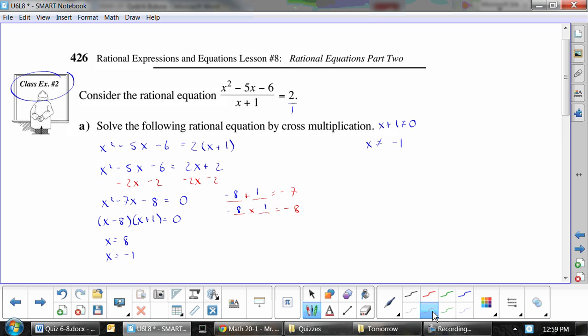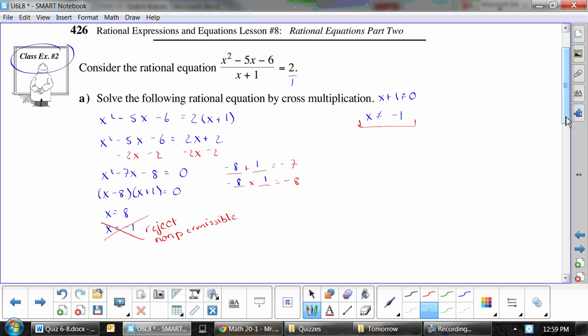So at this point, we have to notice x cannot equal negative 1, and we get negative 1 as a solution. So we write rejection. So we reject the non-permissible. Okay? So x equals negative 1 is not one of our solutions. We only have one solution, and it's x is equal to 8.